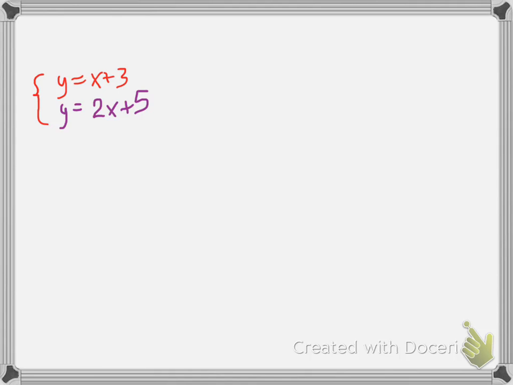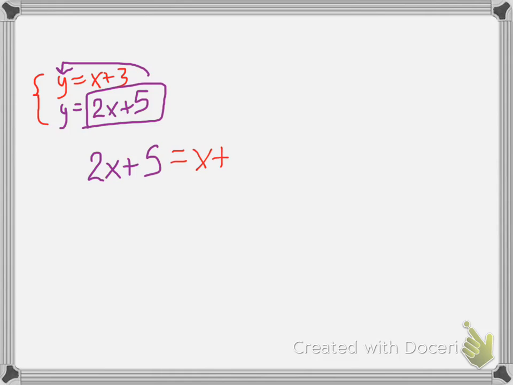Okay, so I'm going to take this one and substitute it into here. So I'm going to rewrite the whole thing. I'll try to stay color-coded to help you understand. So you've got the 2x plus 5, that's the y off of the purple equation, and you're substituting it into the red equation for the y. So now I'm going to solve for x.